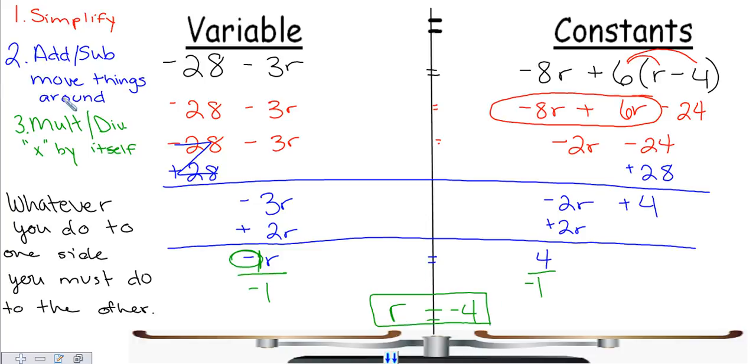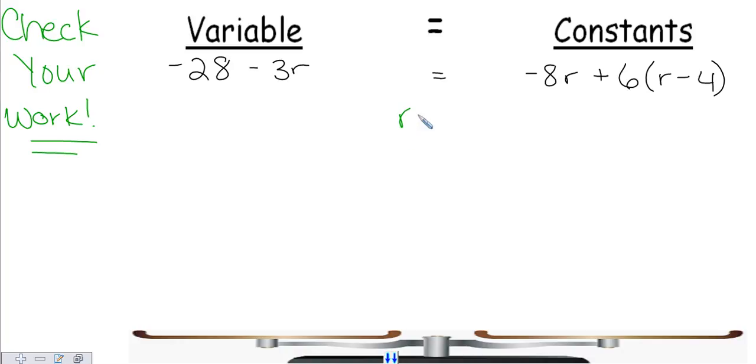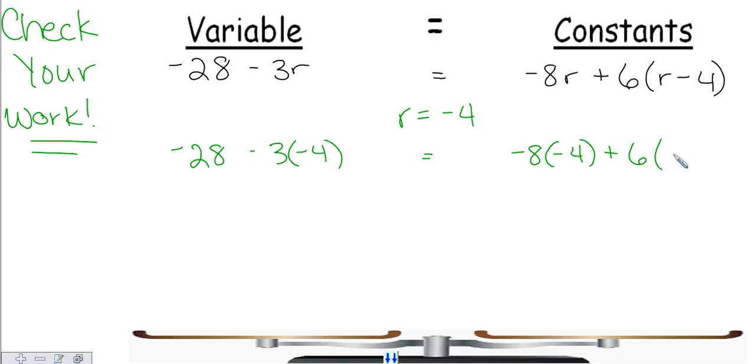If you notice, we followed the same exact process. We simplified, then we added or subtracted, then we multiplied or divided. Remember that key phrase, whatever you do to one side, you must do to the other. And last but not least, we are definitely going to check our work. So we said r was equal to a negative 4, so let's plug that back in. Negative 28 minus 3 times negative 4 is equal to negative 8 times negative 4 plus 6 times negative 4 minus 4.